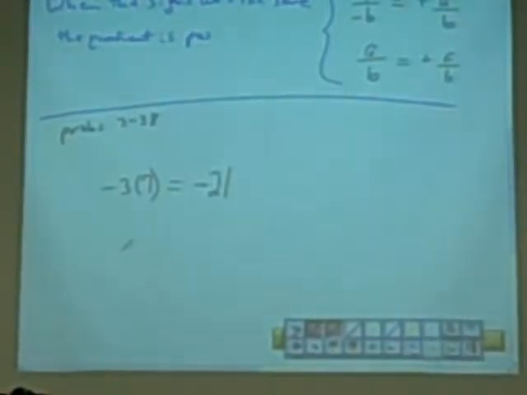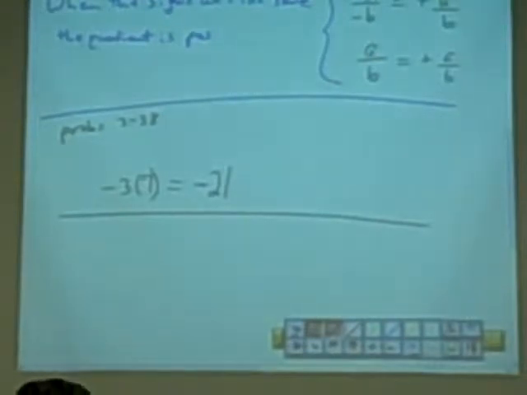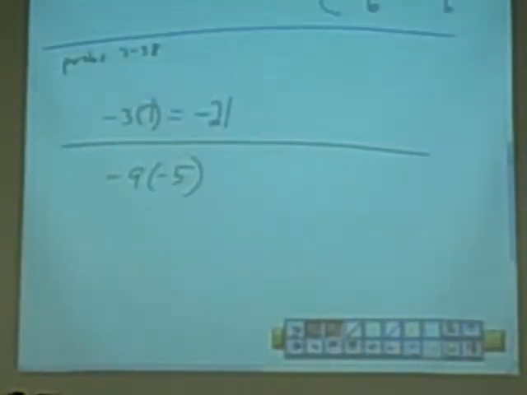Okay, now if we have a negative 9 times a negative 5. Right. Now you could look at this as negative times negative is a positive, so you make them positive, and the negatives cancel each other out, and you get a positive 45. Okay?